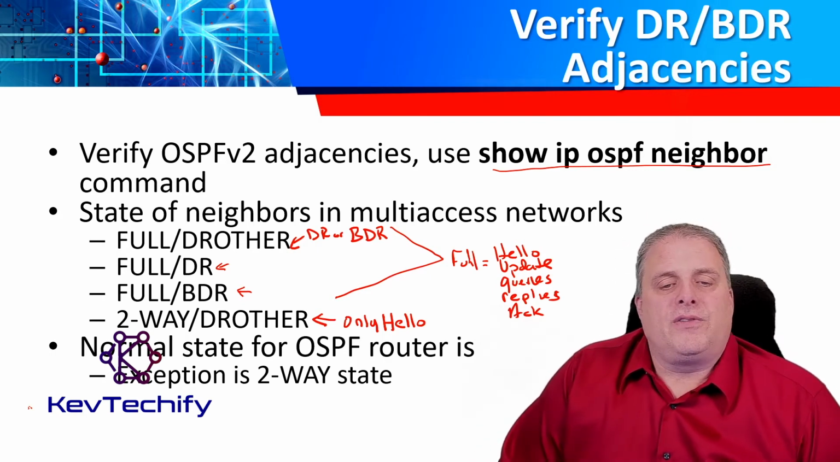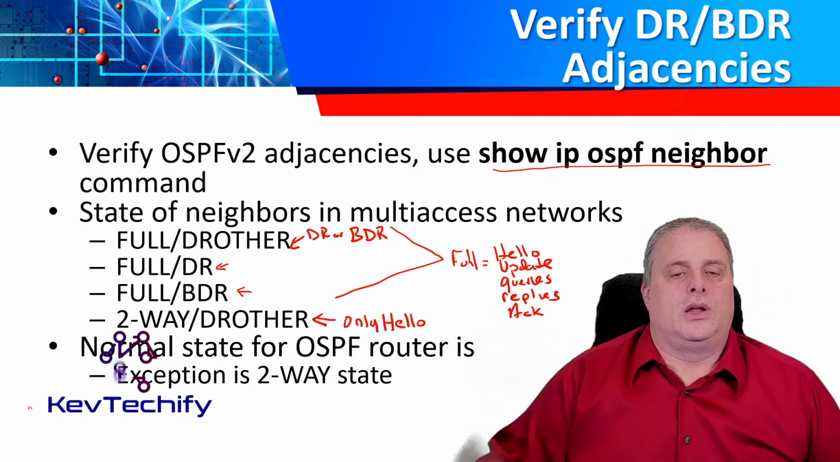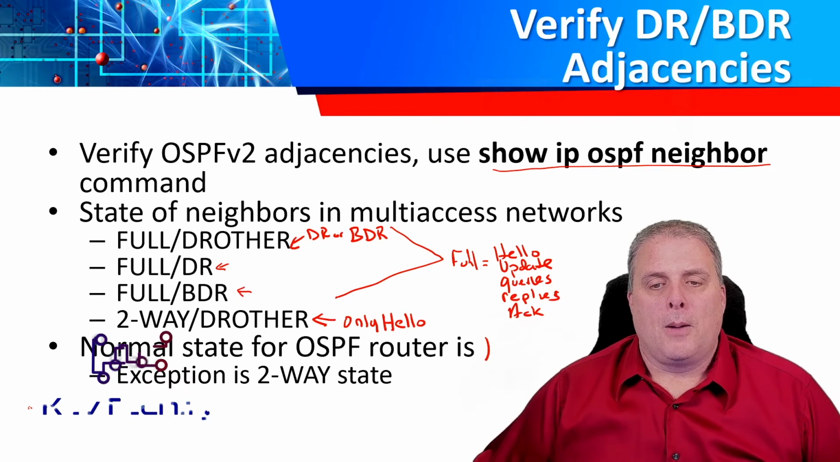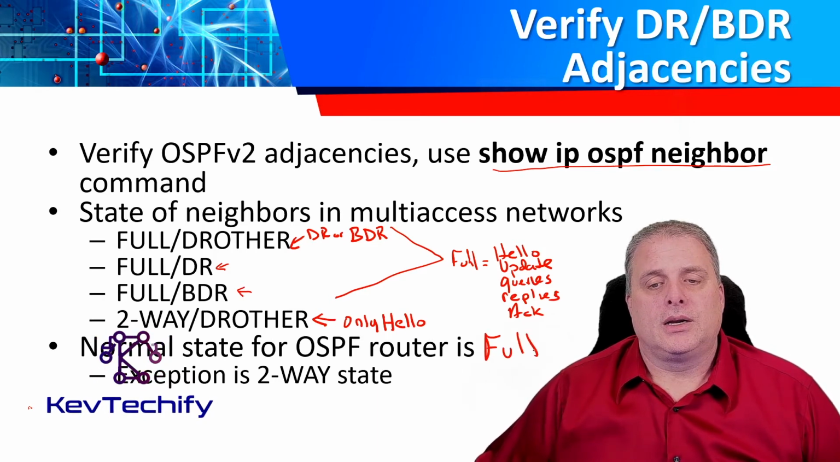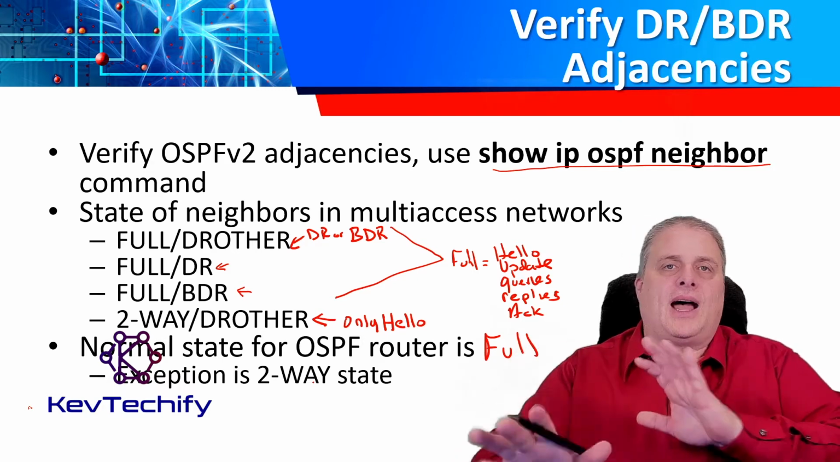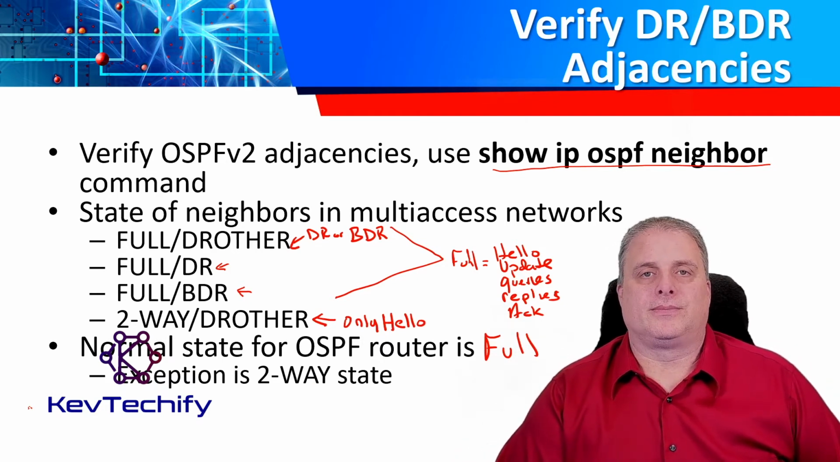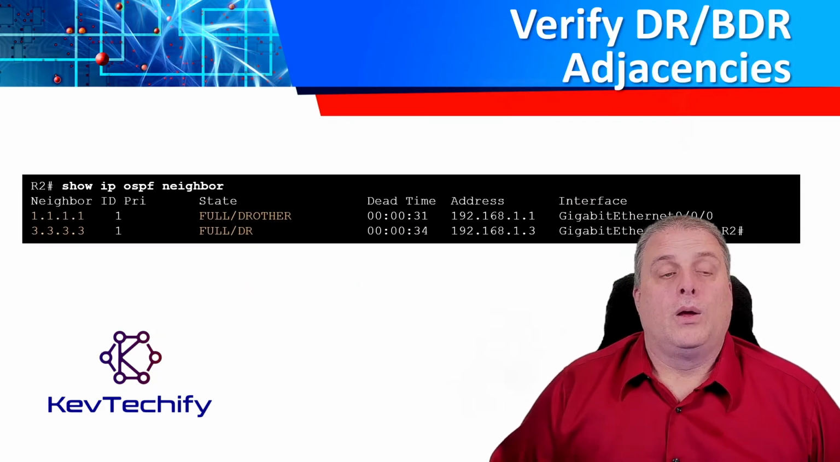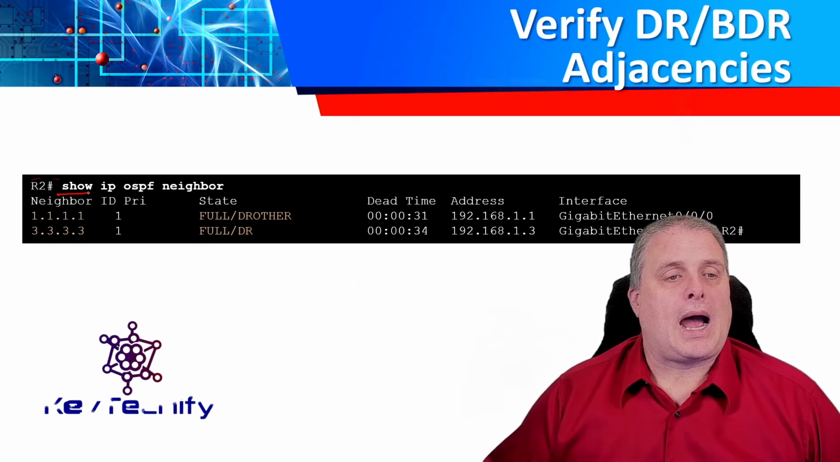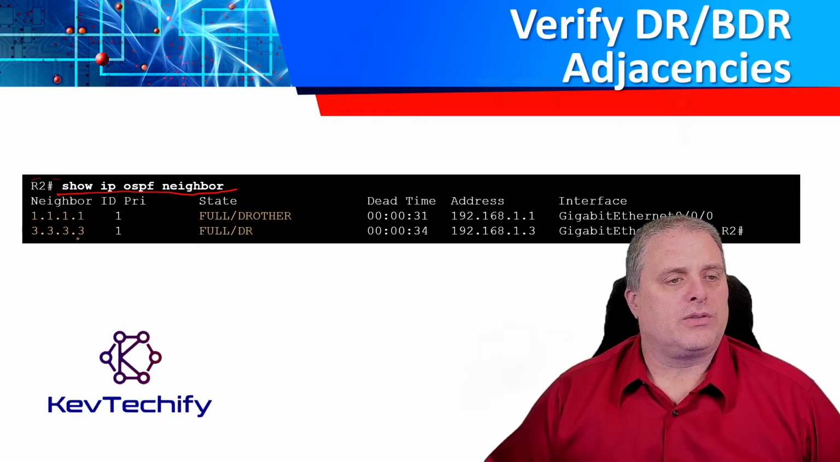The normal state for an OSPF router is full. The only exception is the two-way state between the non-designated router and the non-backup designated router. When we type in show ip ospf neighbor, this is where it's going to list all of our OSPF neighbors. They're going to be identified by the router ID here.